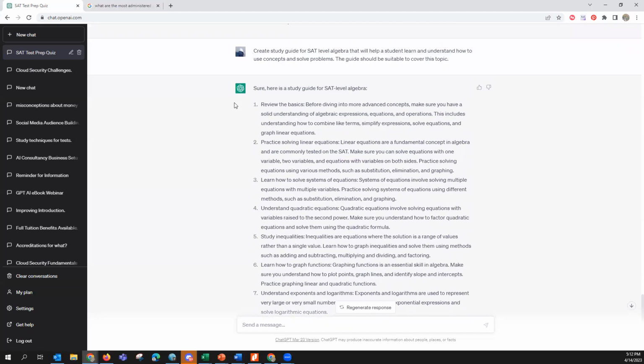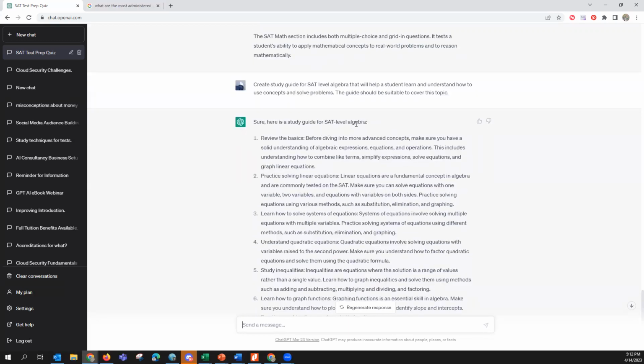Okay, so it's just telling me what to do. Okay, so it's obviously a lot of stuff, right? So what we can do, here's a study guide for SAT level algebra. Okay, review the basics, blah, blah, blah. Okay, this includes, okay, so here you go, boom. So you can take this one at a time. So you take one, the basics, all right? Explain the basics in layman's terms of the following, and then you paste. And then let's see what's happening out here.